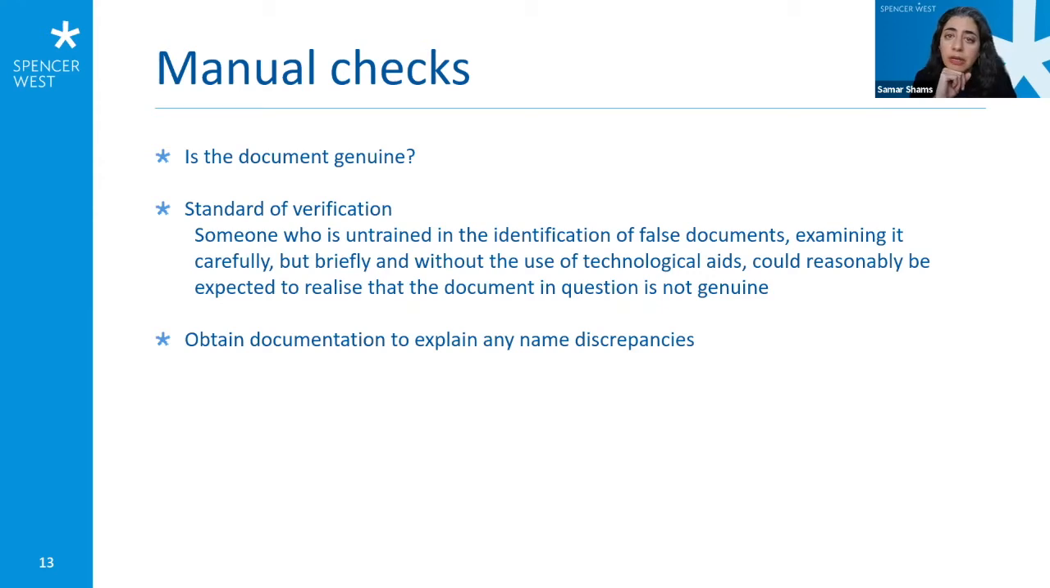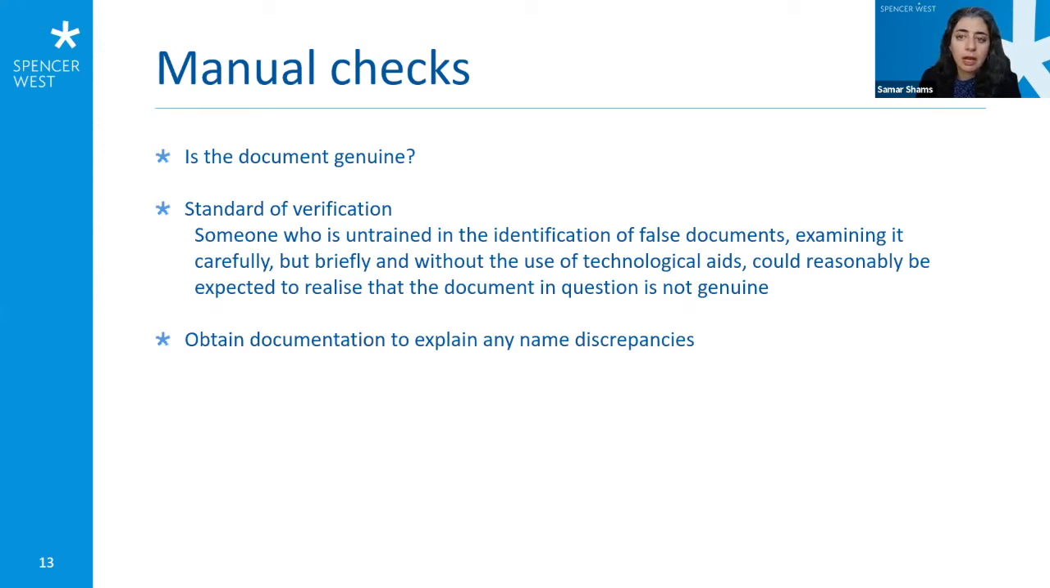One thing to do is to get documentation to explain any discrepancies in the names of documents that you're shown. So we'll look at the specified documents that are acceptable for manual checks in a moment, and you'll see that some of them are combinations of documents. So you have to provide two things to satisfy the document check. If there are any discrepancies in the name the person is presenting themselves with, then get some extra documentation to explain why that might be the case. So for example, a marriage certificate or documentation of change of name by deed poll. Okay.